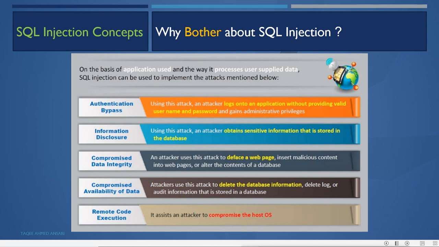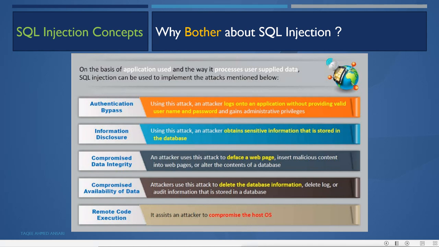Then compromise data integrity. An attacker uses this attack to deface a website, insert malicious content into a web page, or alter the content of a database also. Then compromise availability of data. Attackers use this attack to delete the database information, and delete the logs or audit information that is stored in the database.